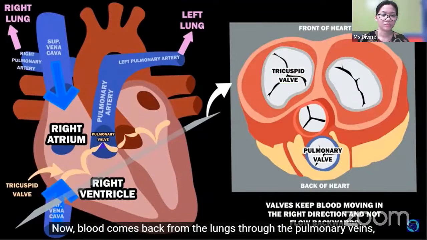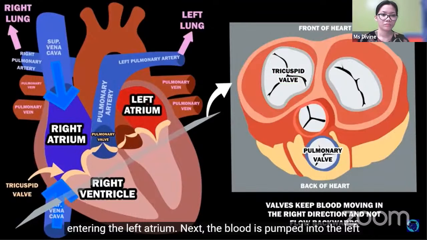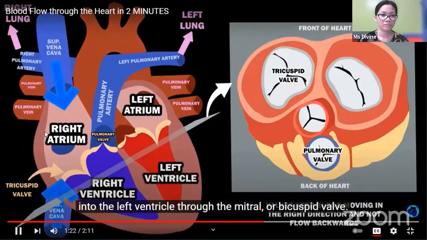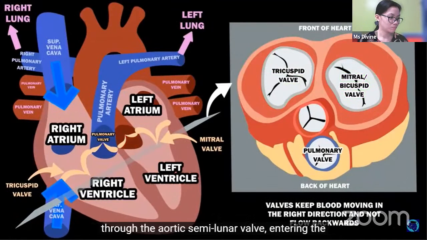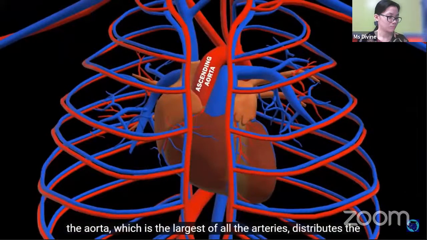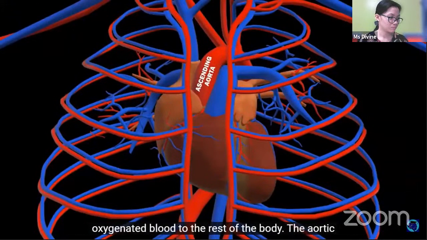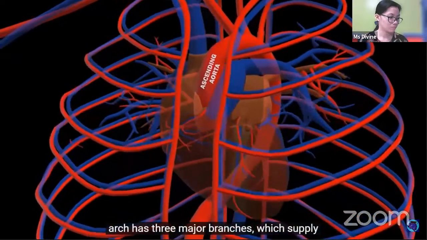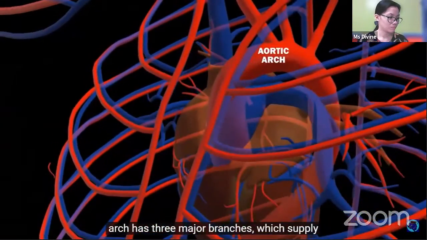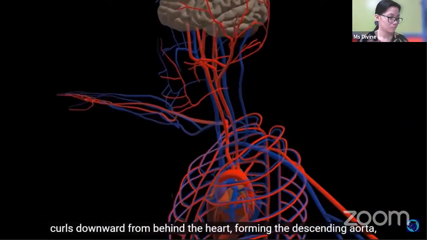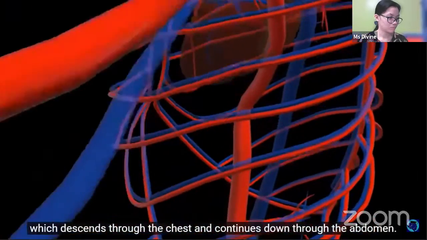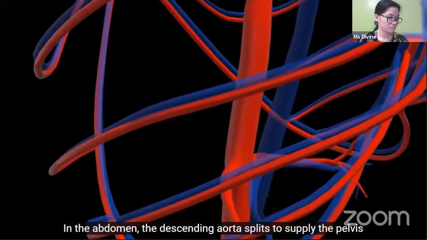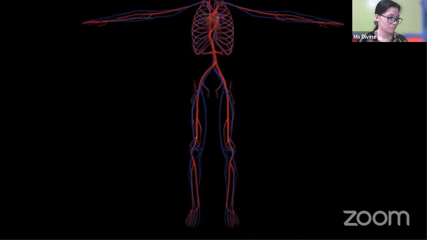Now, blood comes back from the lungs through the pulmonary veins, entering the left atrium. Next, the blood is pumped into the left ventricle through the mitral or bicuspid valve. Finally, the oxygenated blood leaves the left ventricle through the aortic semilunar valve, entering the aortic arch. The aorta, which is the largest of all the arteries, distributes the oxygenated blood to the rest of the body. The aortic arch has 3 major branches, which supply the head and arms with blood. Then the aorta curls downward behind the heart, forming the descending aorta, which descends through the chest and continues down through the abdomen. In the abdomen, the descending aorta splits to supply the pelvis and legs with blood.